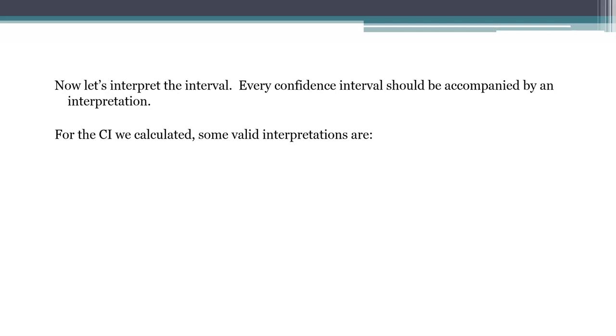So now let's move on to talk about interpretations. Every time you give me a confidence interval, I want to see a statement of interpretation. You should never write a confidence interval, to turn in to me anyway, without giving a sentence of interpretation. There are several interpretations that are valid, and then there are some that won't work, and we're going to talk about several of these.